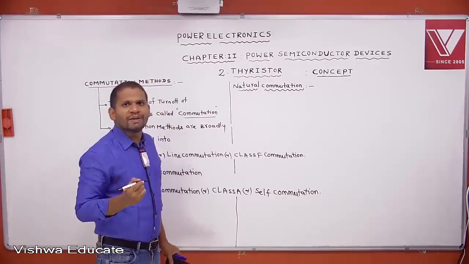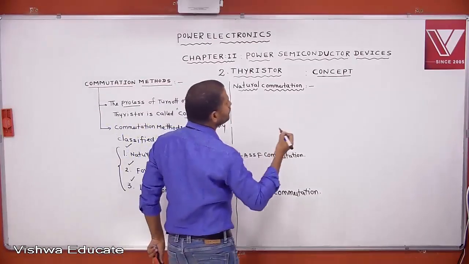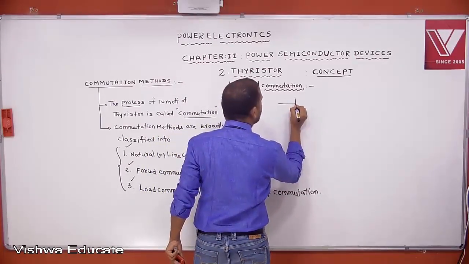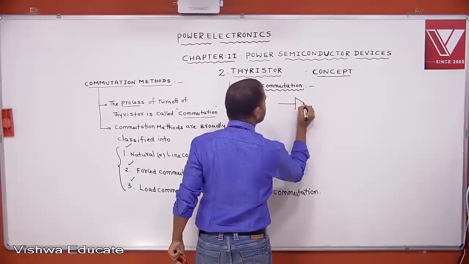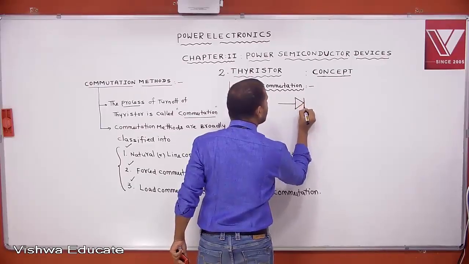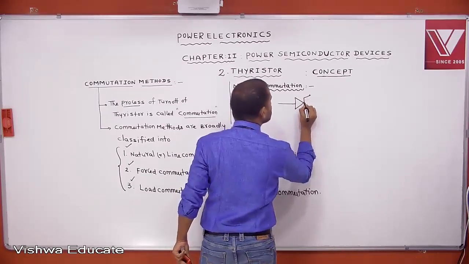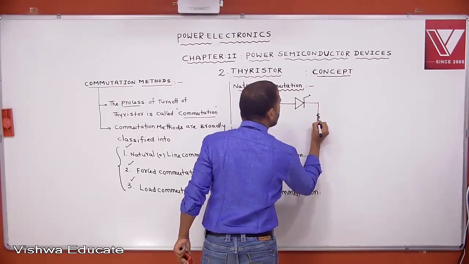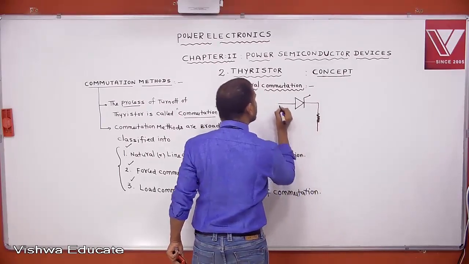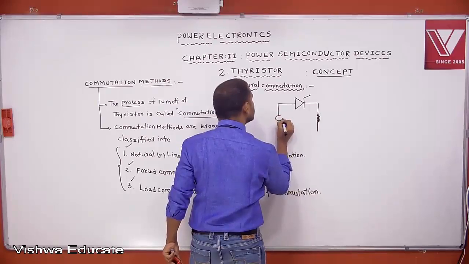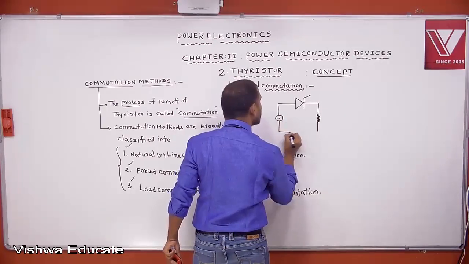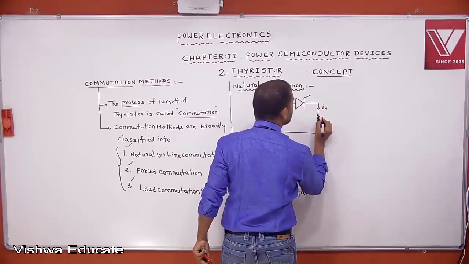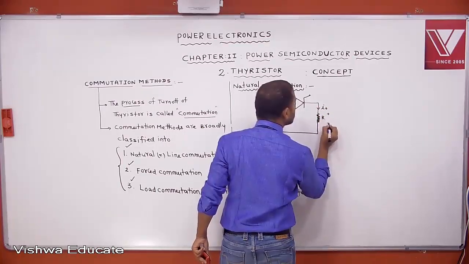To explain this method, let us consider one rectifier circuit. I have not started the concept of rectifiers yet. I am taking this example only to explain the commutation methods. Here this is I0, this is R, and this is V0.